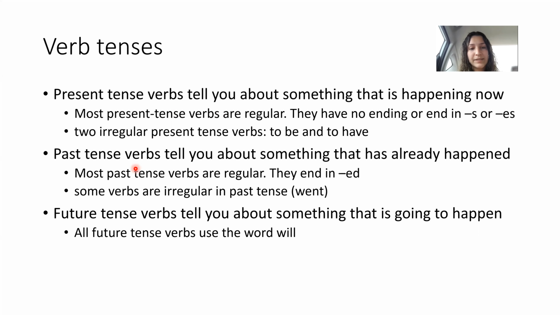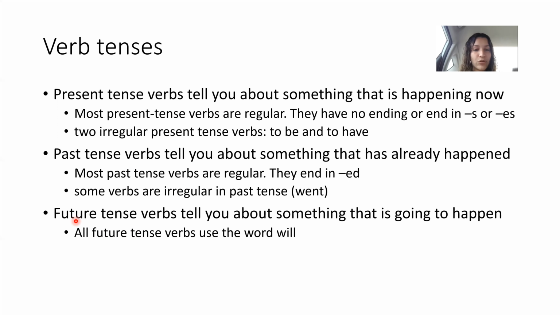As for past tense verbs, they tell you about something that has already happened. Most of them are regular and will typically end in ED. There are irregular past tense verbs, however, one being went. So like he went to the store, that would be an irregular past tense verb because it does not end in ed.